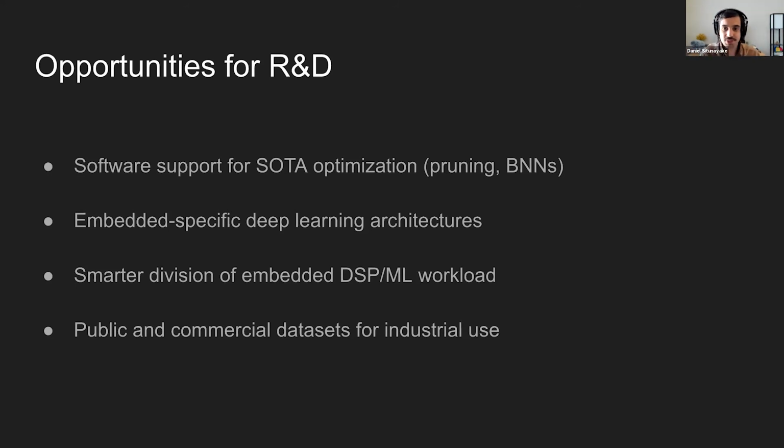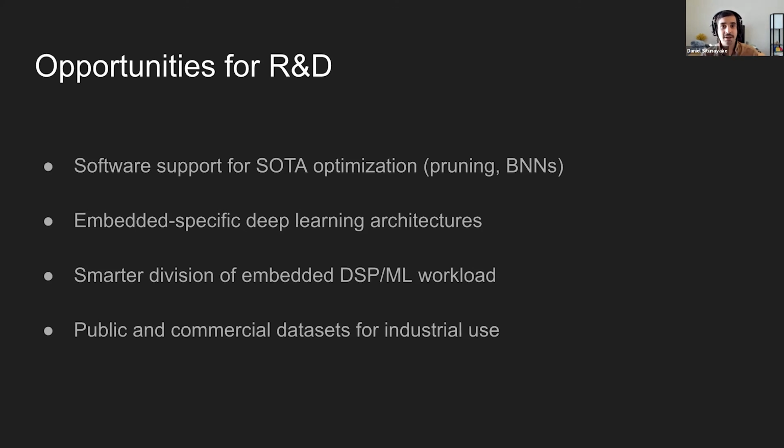And there isn't that much competition on the low end, like how much can you squeeze out of 250 kilobytes or even 10 kilobytes in a model. Another big thing is the smarter division of embedded DSP and ML workloads. So how do you split up the work so that you're minimizing memory use? How do you split up work so that you're running maybe the DSP stuff at the most appropriate time given the duty cycle of the MCU that you're running on and its capabilities?